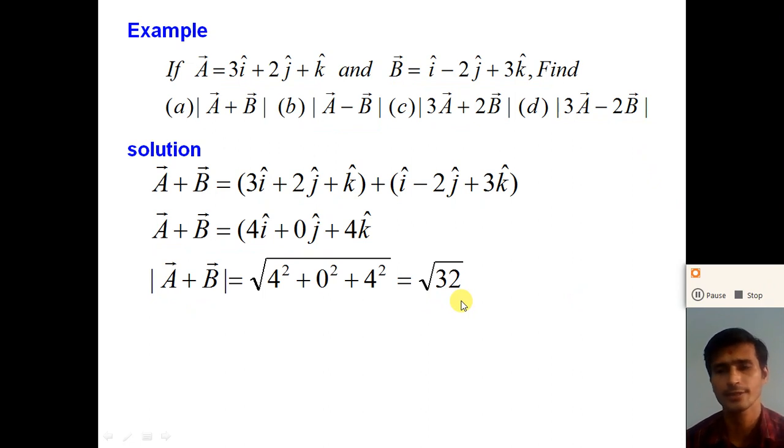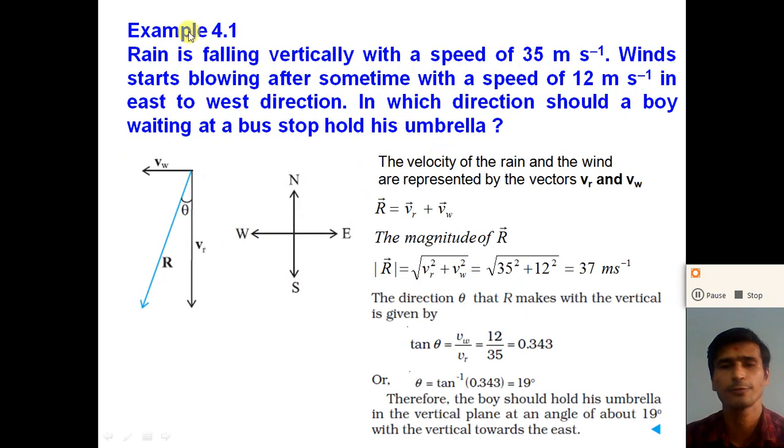Now we will discuss a textbook example, textbook example number 4.1, right? Here the rain is falling vertically with a speed of 35 meters per second. The wind starts blowing after some time with a speed of 12 meters per second in the east to west direction. In which direction should a boy waiting at a bus stop hold his umbrella?